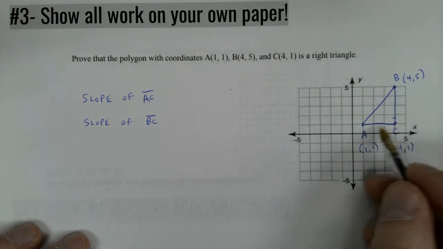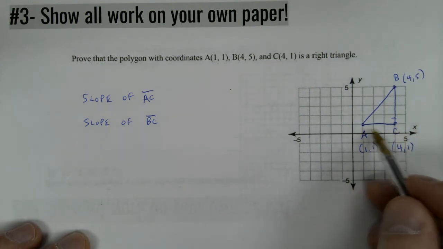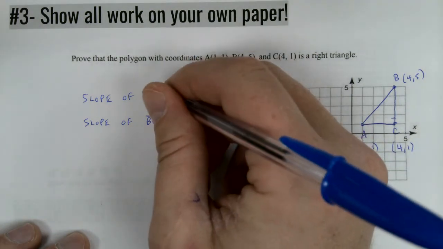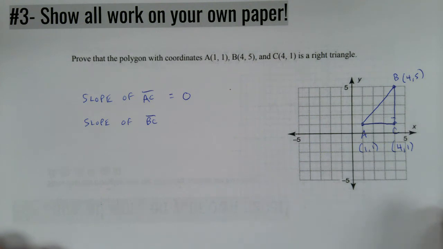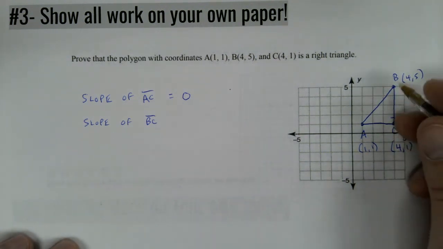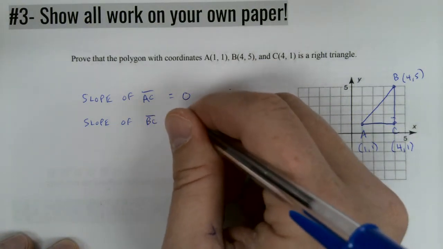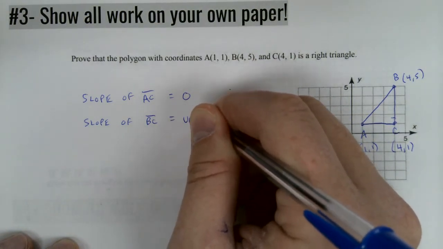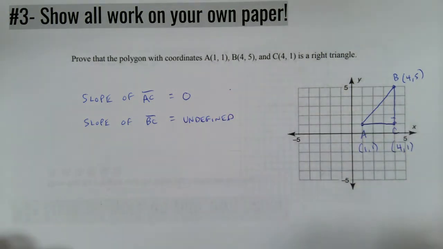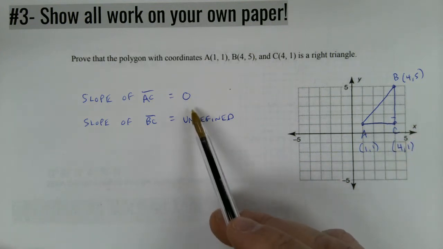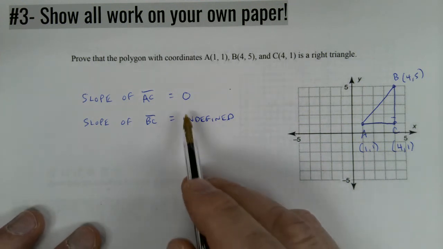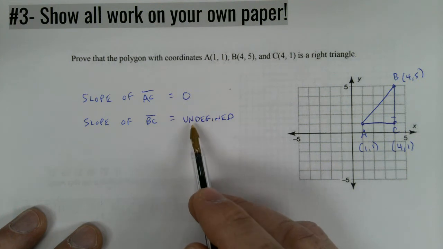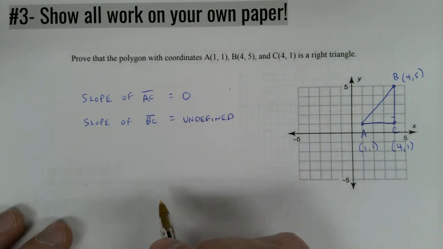So slope of AC, horizontal line. You really don't even need to do our formula for that because we know a horizontal line has a slope of 0. Same thing with BC. It's a vertical line. We know the slope of a vertical line is undefined. So we know that 0 and undefined are opposite reciprocals. 0 has 0 on the top of the fraction. Undefined has 0 on the bottom of the fraction.